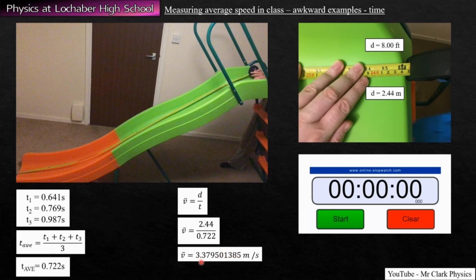We cannot possibly claim to know this number that carefully, that precisely. We measured our distance to the nearest millimeter. We measured our time quite roughly, actually. This one here is about 0.6. That's almost a whole, so that's almost double the value. That's how rough our values are.